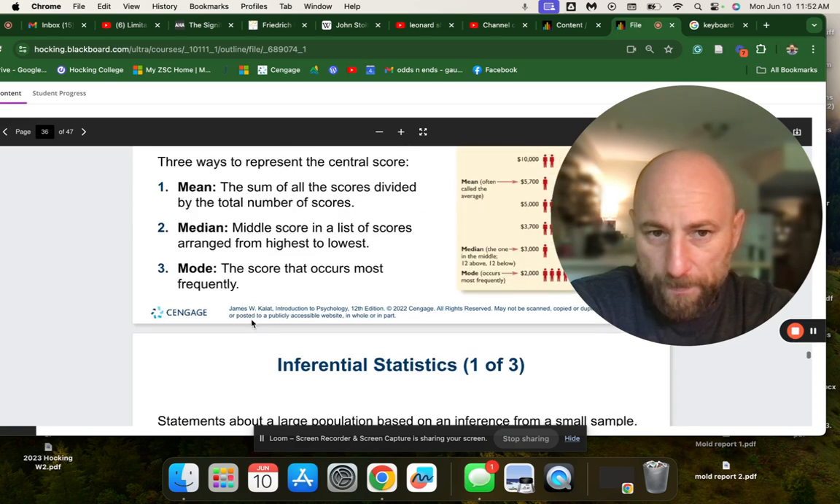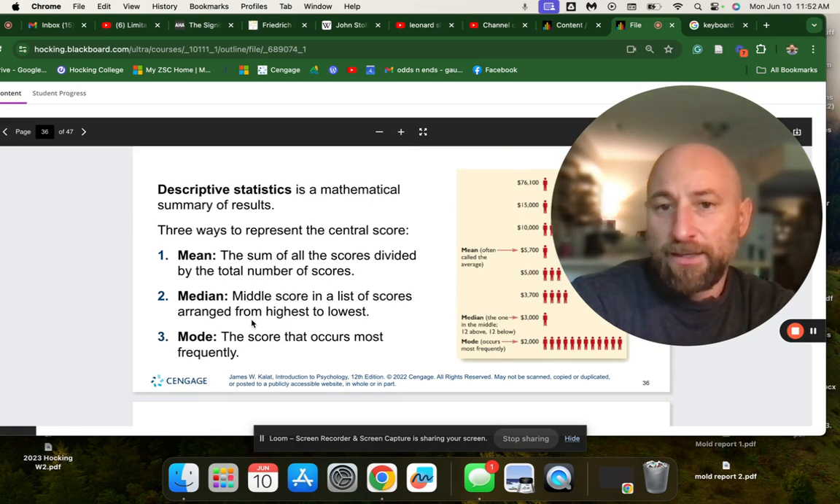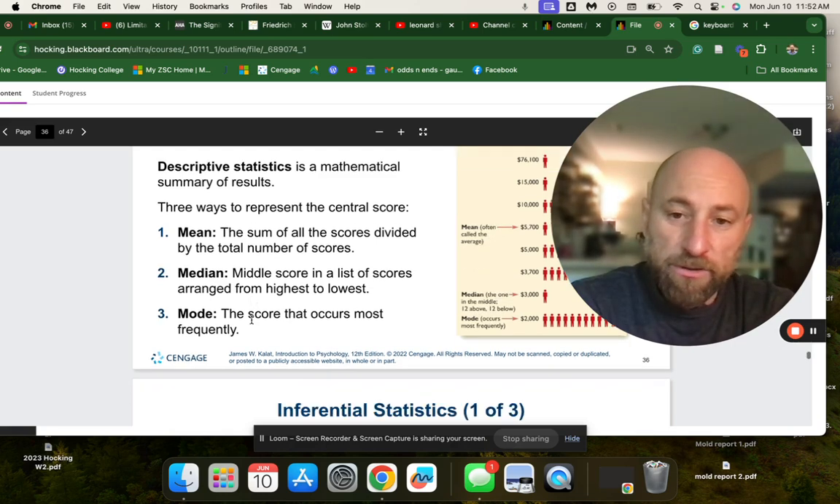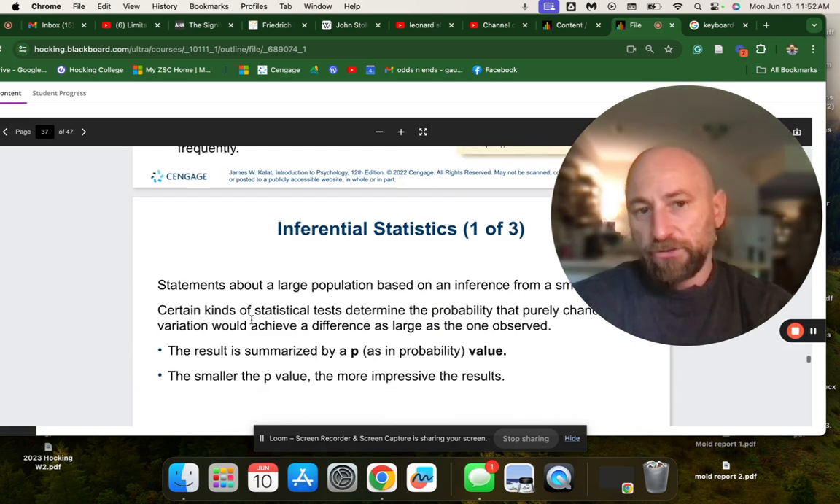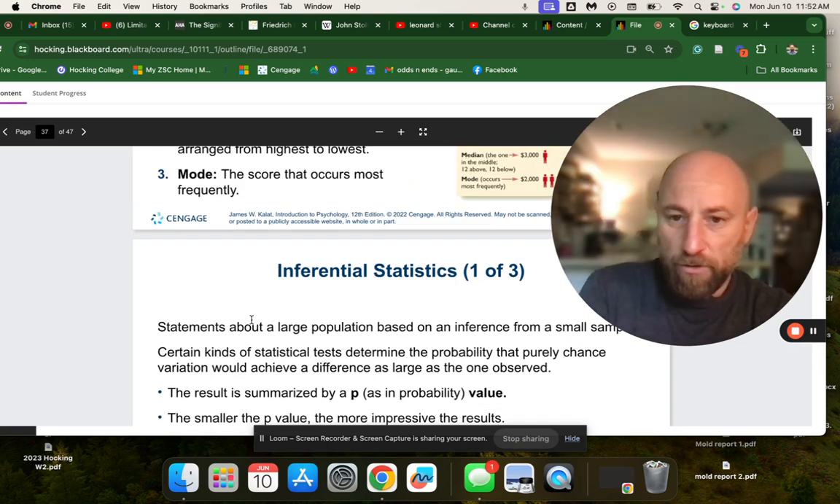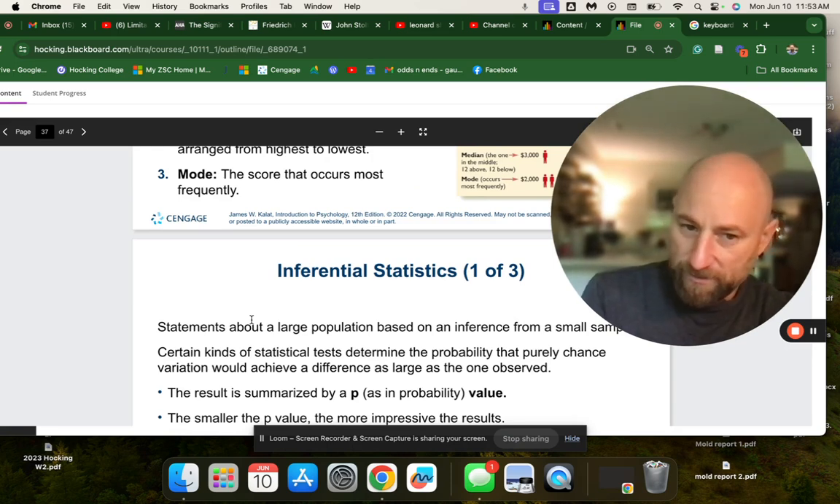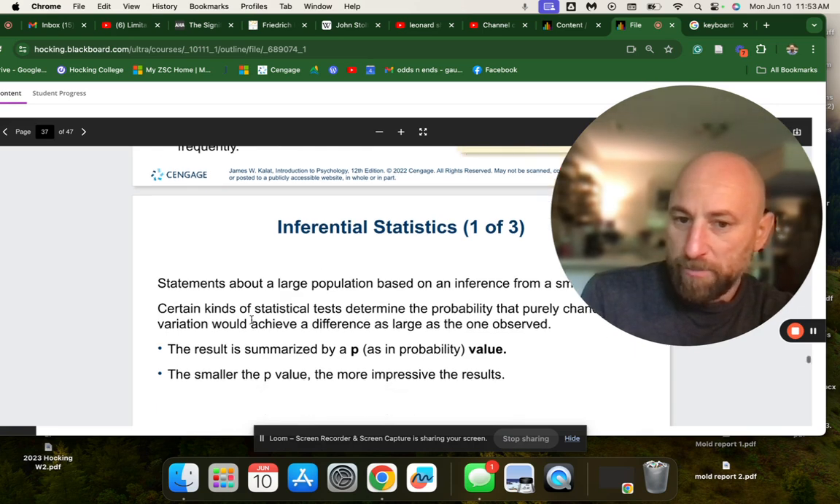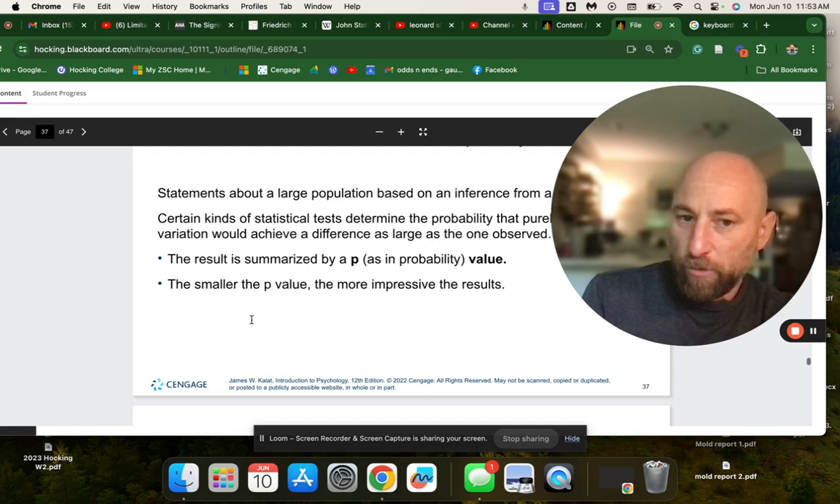Okay, there is another aspect to descriptive statistics that is called standard deviation. It refers to how widely dispersed our data is. But since it's not on the slides, we will ignore it for now. Inferential statistics. These are statements about a large population based on inference from a small sample. Certain kinds of statistical tests determine the probability that purely chance variation would achieve a difference as large as the one observed. The result is summarized by a p-value, p as in probability. The smaller the p-value, the more impressive the results.